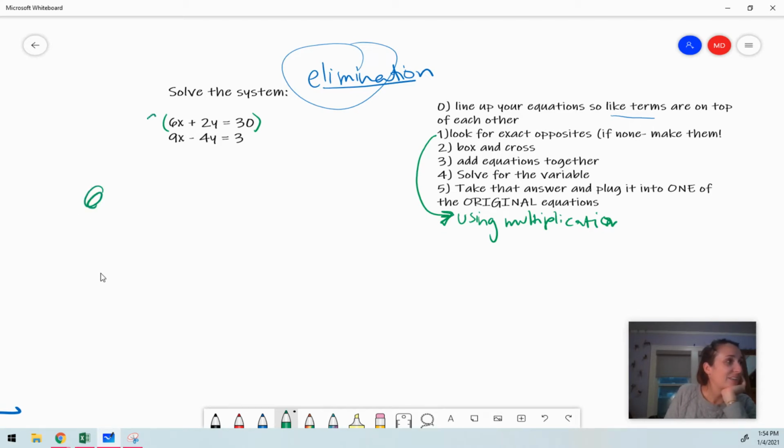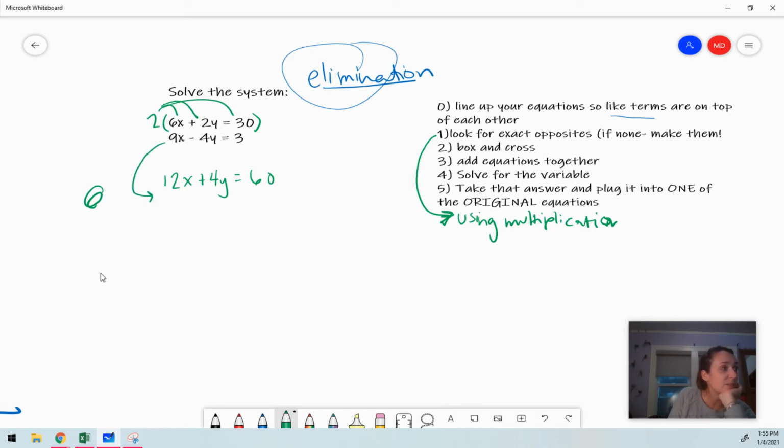If I multiply this whole equation by 2, I do 6x times 2, that gives me 12x. I do positive 2y times 2, that gives me positive 4y. And I do 2 times 30. Remember, whatever you do to one side, you have to do to the other in equations. So this time I'm multiplying everything by 2.